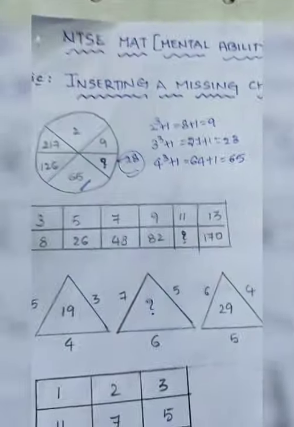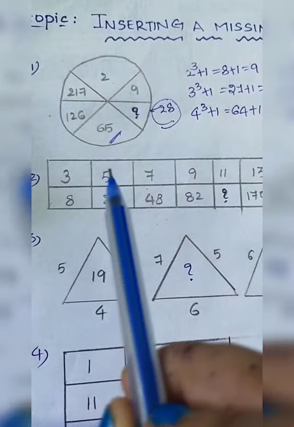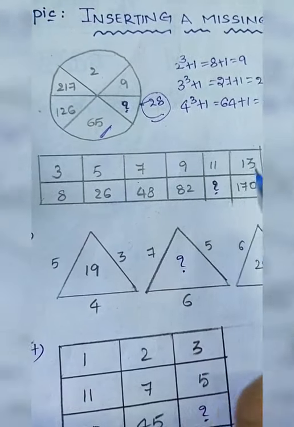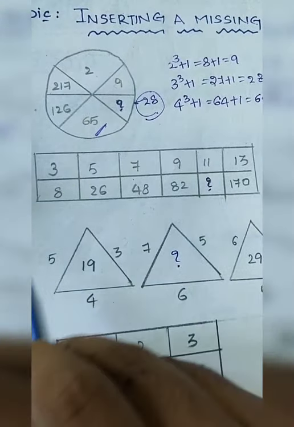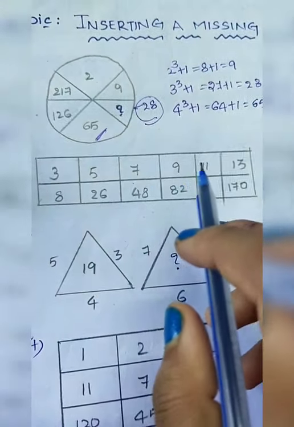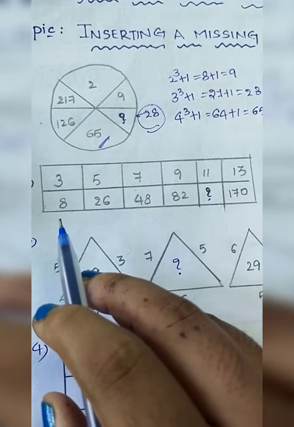Let's go to the second question. 3, 5, 7, 9, 11, 13. If you observe here, these all are odd numbers. 3, 5, 7, 9, 11, 13. Let's go to the next.